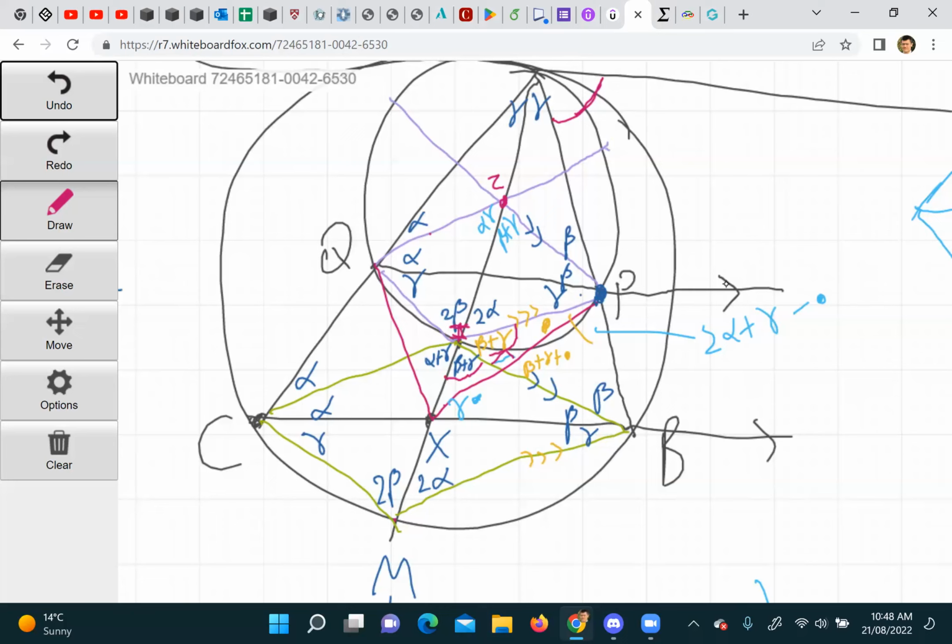Wait, how do you know that IP is the same as IX? How do you know the distance IP is the same as IX? We're just going to change it, because we're saying I is still the incenter. And wherever it hits, it's equal to that distance.